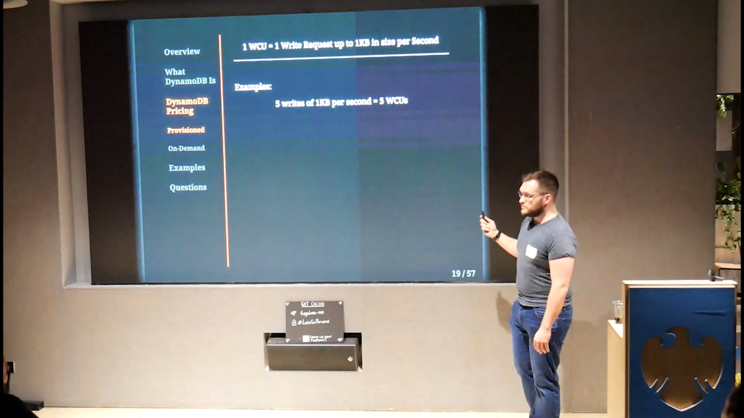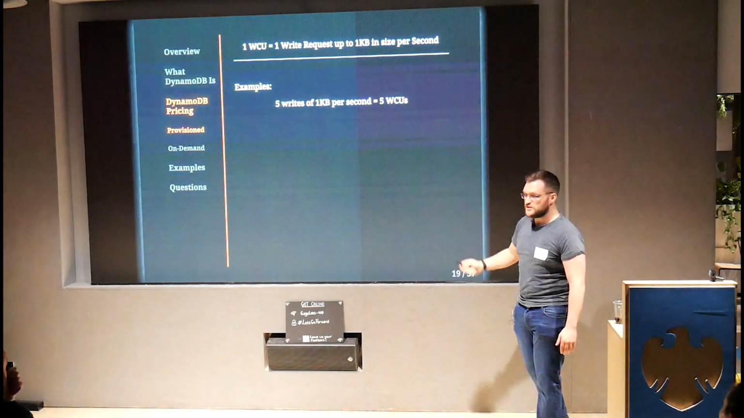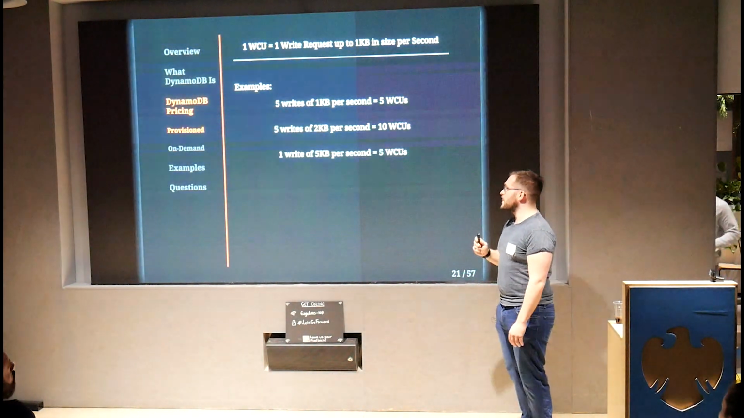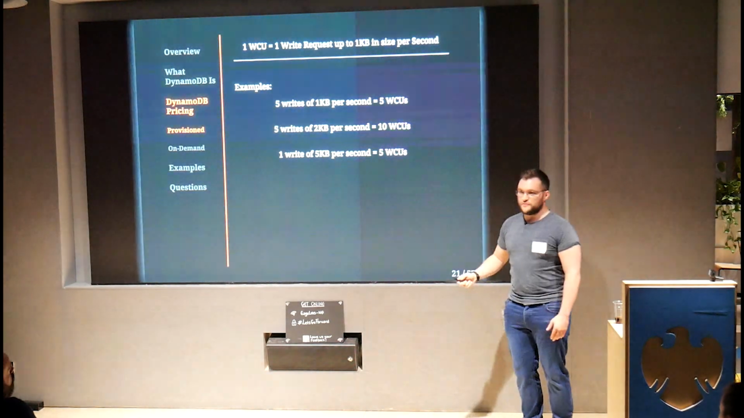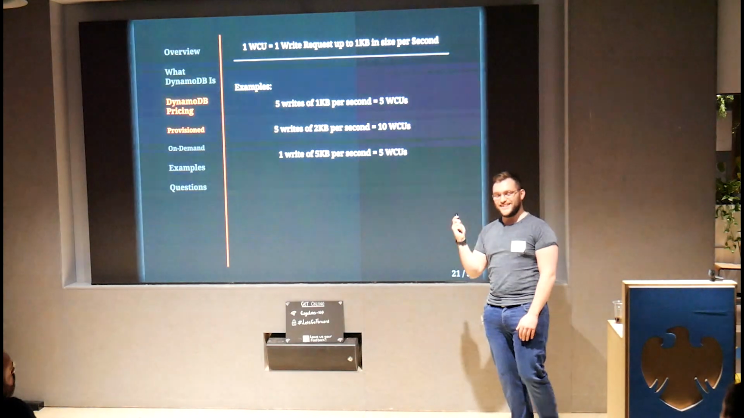So a few examples: 5 writes of 1 kilobyte per second is going to be 5 write capacity units you need. 5 writes of 2 kilobytes, it's going to take 10. And 1 write of 5 kilobytes per second is going to take 5. Fairly straightforward to work out how to use write capacity units. Then you get to read capacity.